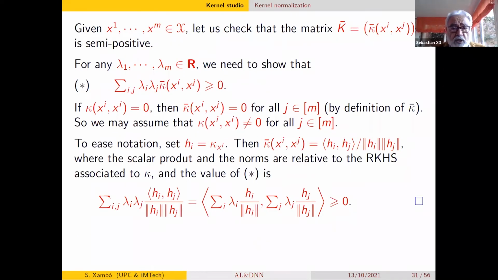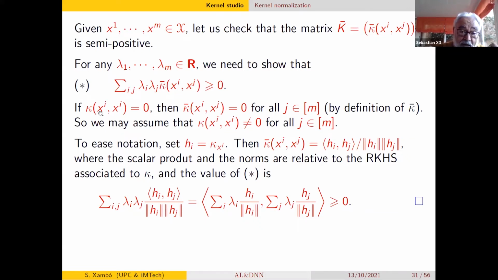Let's go now to the kernel normalization. Given again data points x upper 1, x upper m in X, let us check that the matrix K bar, the matrix of the normalized kernel of xi, xj, is semi-positive. Well, what do we have to do? For any lambda 1, lambda m, we need to prove Mercer's inequality. Good.